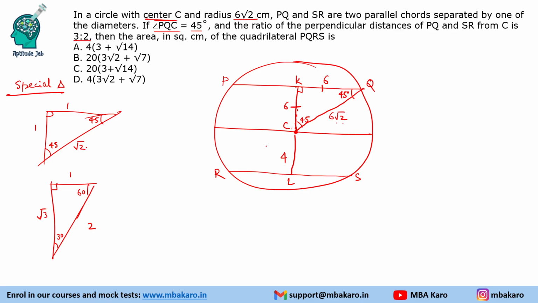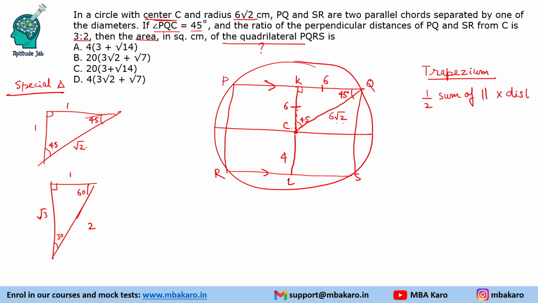Now we need to find the area of the quadrilateral. First of all, we need to figure out what kind of quadrilateral PQRS is. PQ and RS are parallel, and we do not have any idea about the other sides, so it is a trapezium because one pair of sides is parallel. And area of trapezium is what? Half sum of parallel sides into distance between them. Now the distance is already known, 6 plus 4, 10.